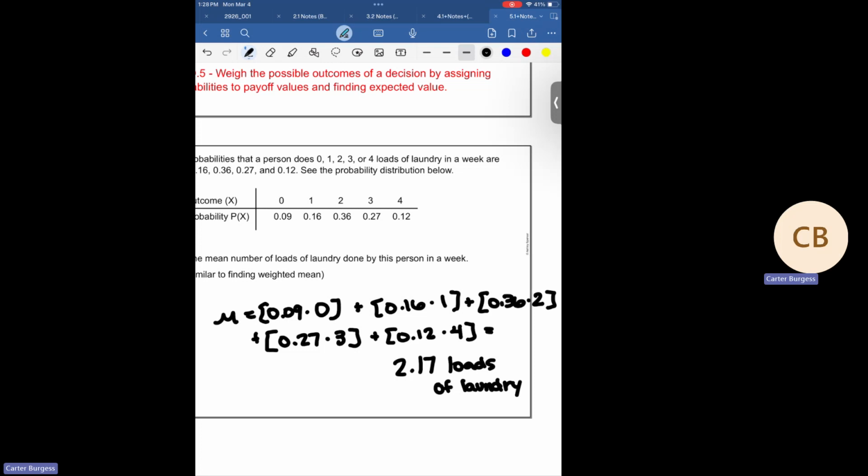Now, 2.17 loads of laundry. Is that an actual amount of laundry that would be possible for me to do in a week? Does 2.17 make sense as a, no, we'd expect to see whole number values of laundry. So if 2.17 doesn't mean the actual value that we would expect to see for a week, how might we better understand what this 2.17 is trying to get across? If it's not going to tell us what's going on for 1 week, why is this 2.17 valuable for us?